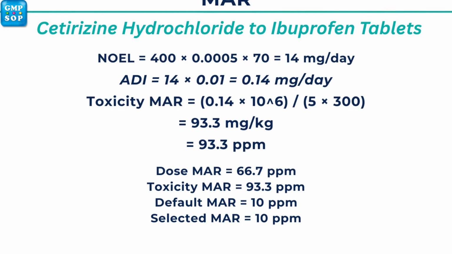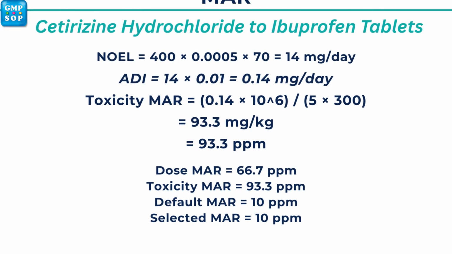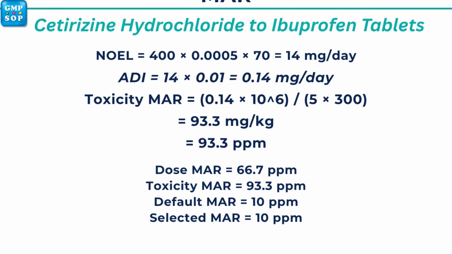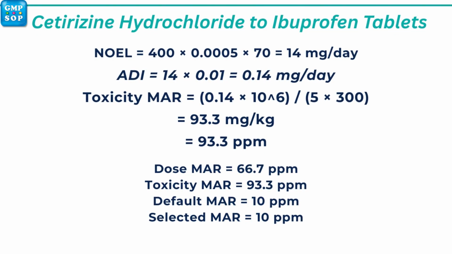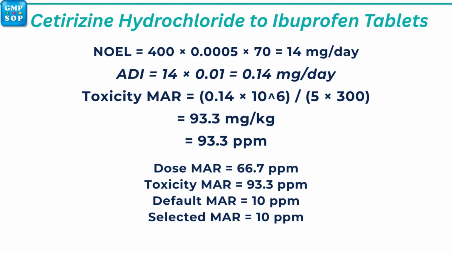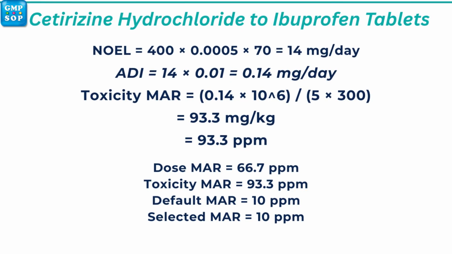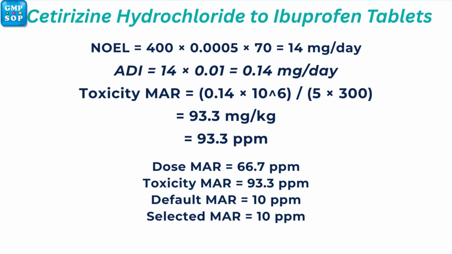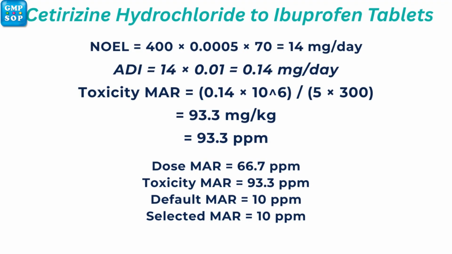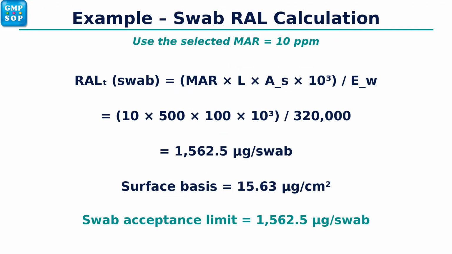Now compare all three values. Dose MAR is 66.7 parts per million. Toxicity MAR is 93.3 parts per million. The default MAR is 10 parts per million. The lowest value is 10 parts per million, so the selected MAR is 10 parts per million. Now use the selected MAR to calculate the swab limit.